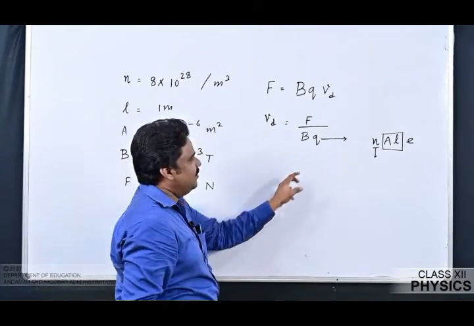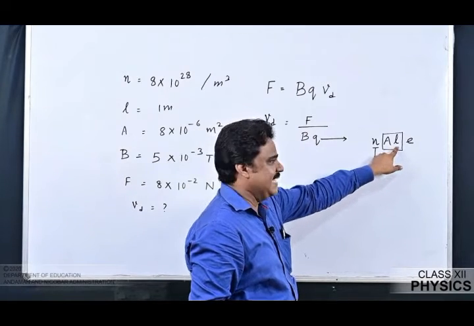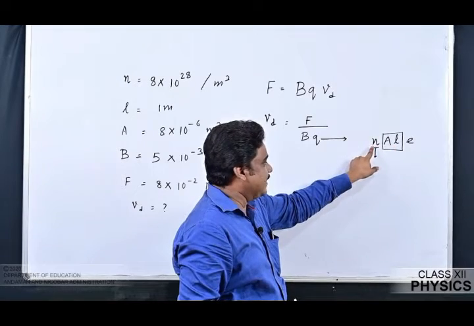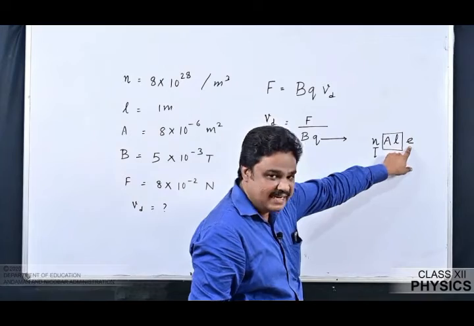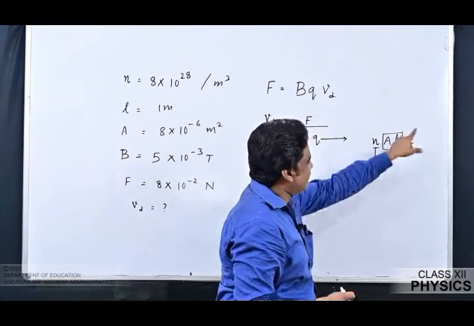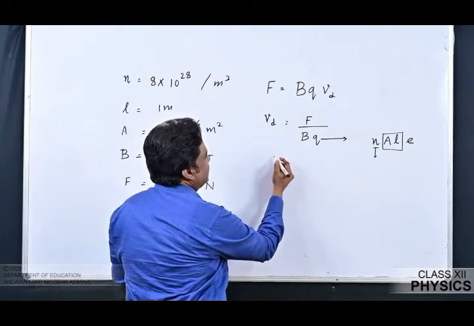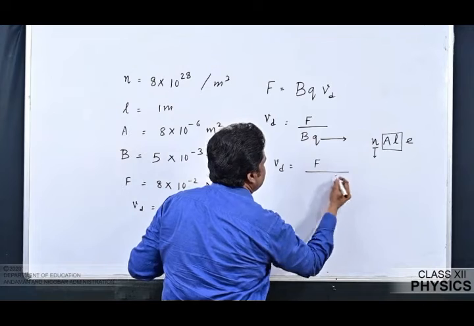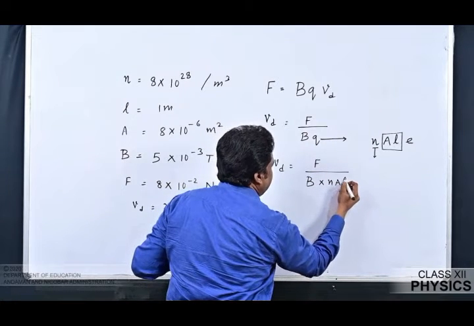Once again, how did we arrive at NALE? The total volume of the wire is AL, area into length is the volume. The number of free electrons per unit volume is N. If E is the charge on one electron, the total charge can be written as NALE. So by putting it, the formula is VD is equal to F by B into NALE.